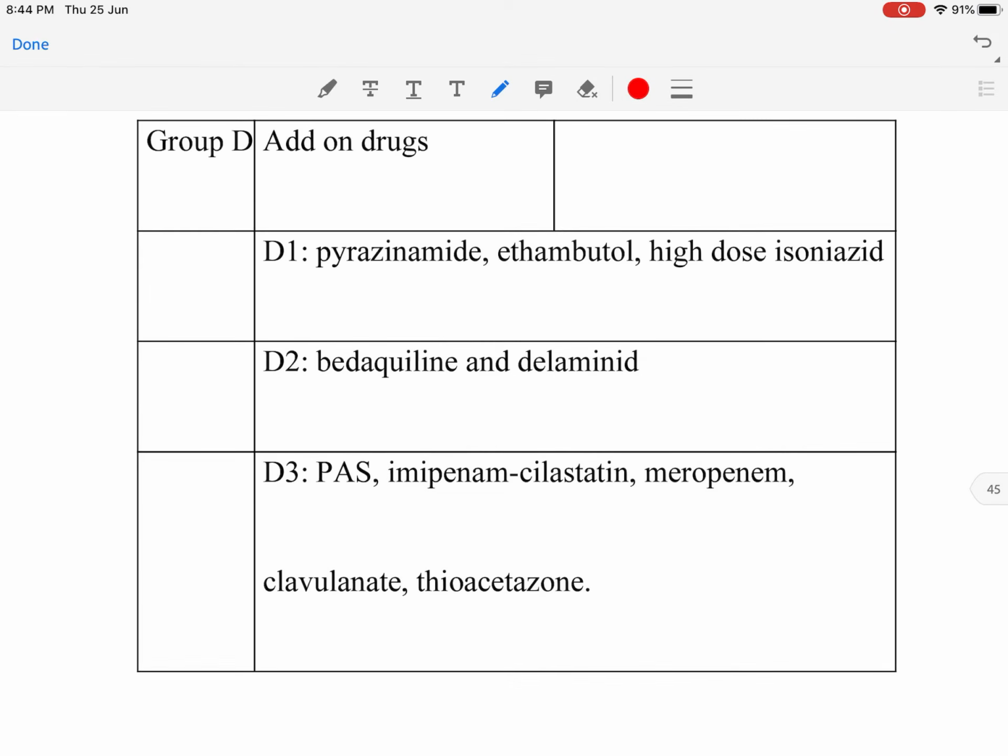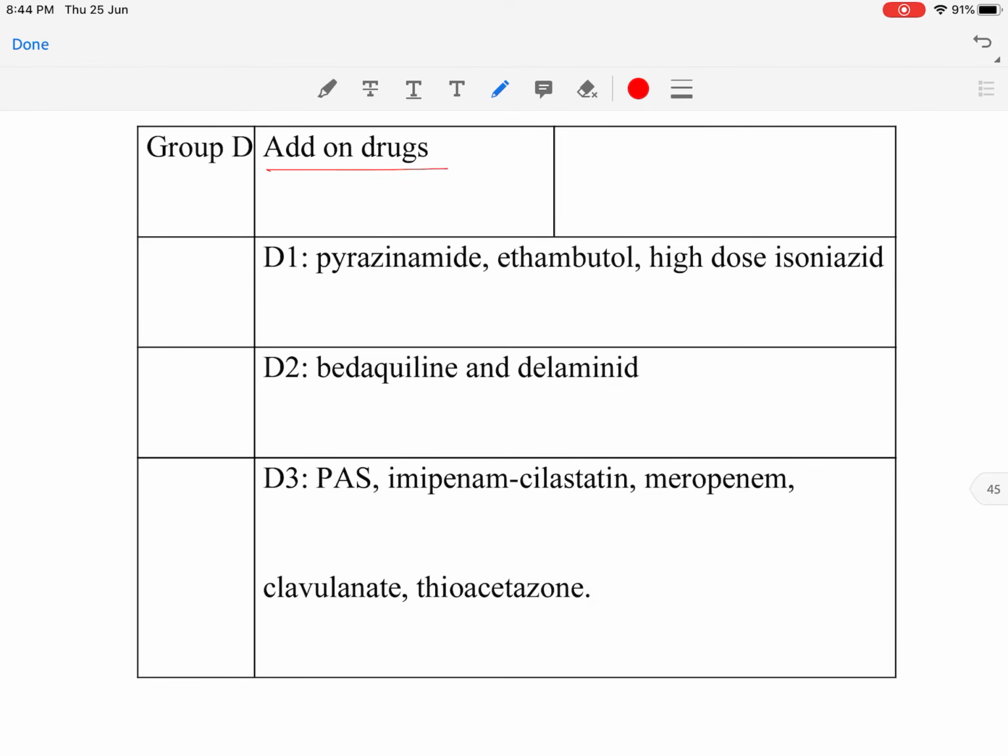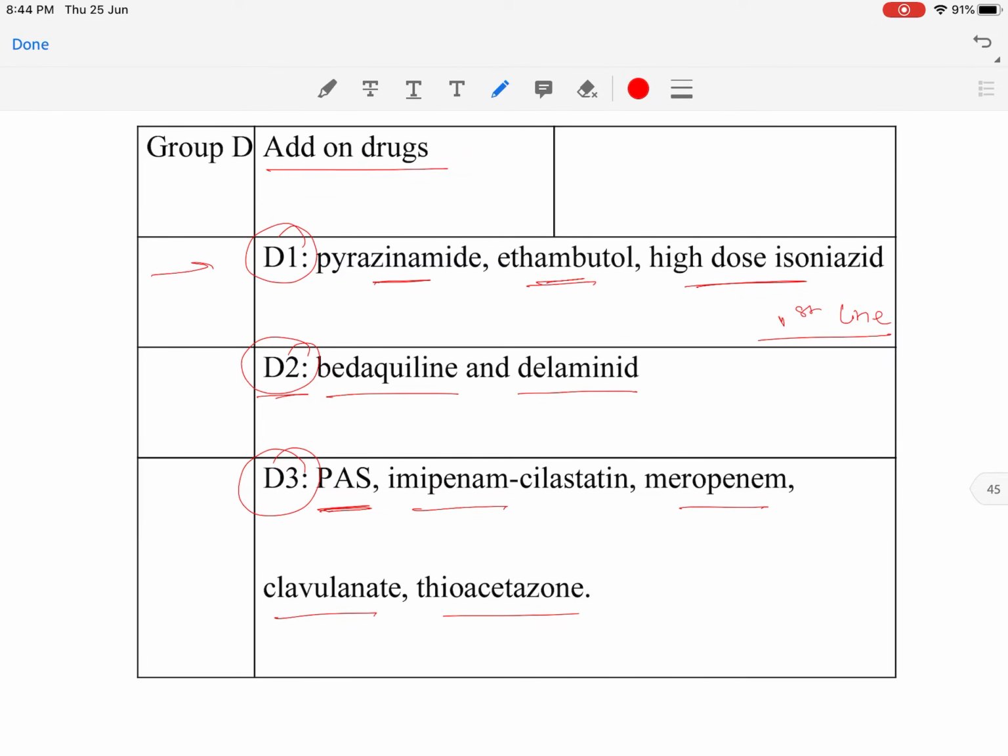And finally we have group D, which is the add-on drugs. We have the combination of the drugs as D1, D2 and D3. In D1 we have pyrazinamide, ethambutol and high dose isoniazid. So these are first line drugs. In D2 we have bedaquiline and delamanid. In D3 we have para-aminosalicylic acid, imipenem and meropenem, also clavulanate and thioacetazone. So these 3 sets of drugs are in group D.